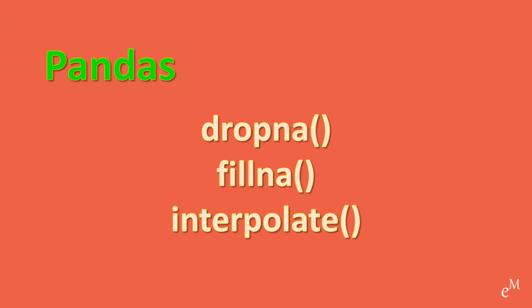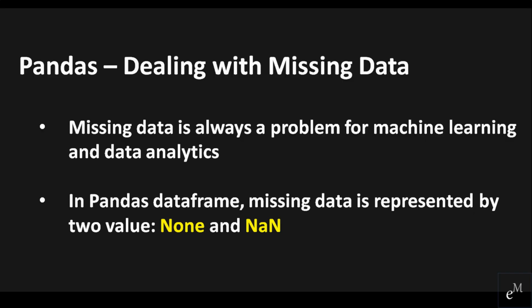The next topic that I want to talk about is missing data. Missing data can occur when no information is provided for one or more items or for a whole unit. Missing data is always a problem for machine learning and data analytics. Very often, it causes a lot of issues in the accuracy of model predictions because of poor quality of data caused by missing values.